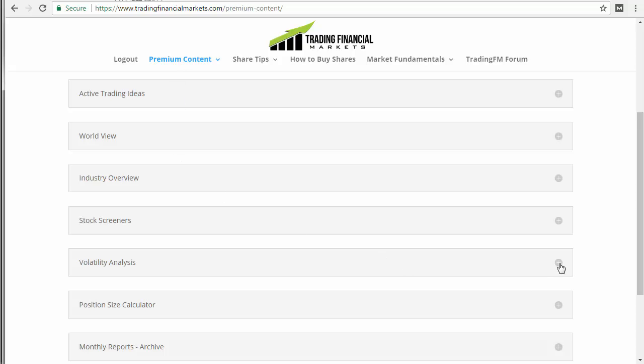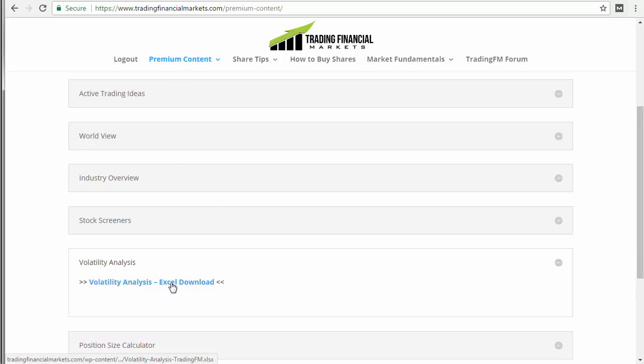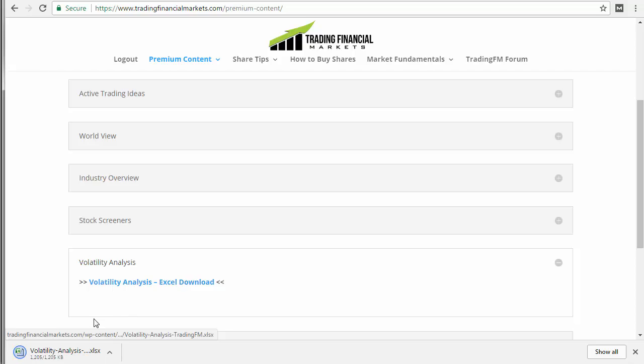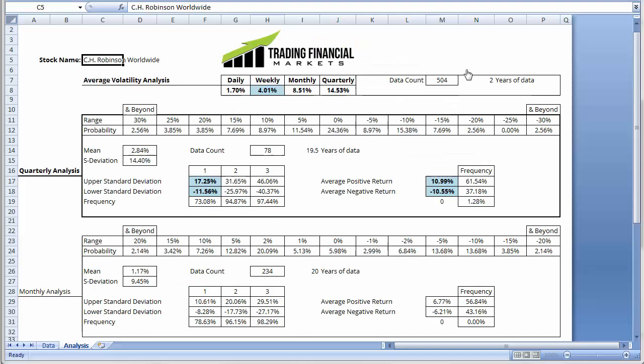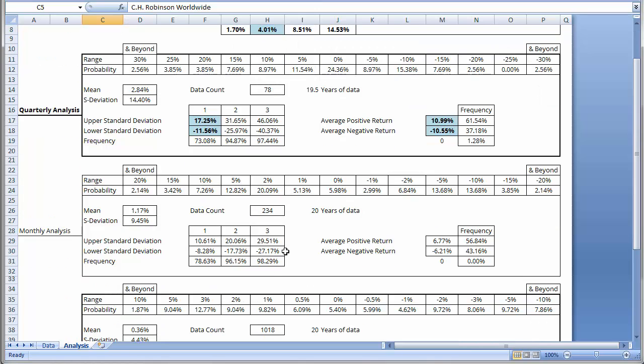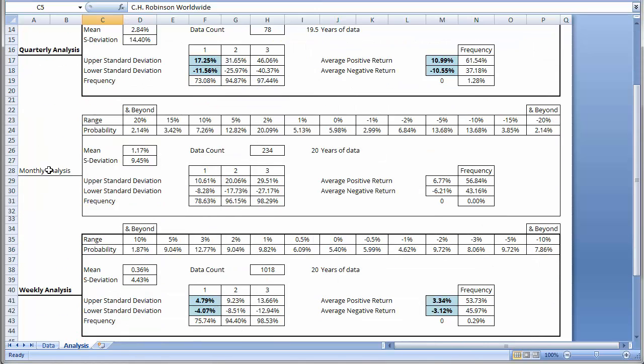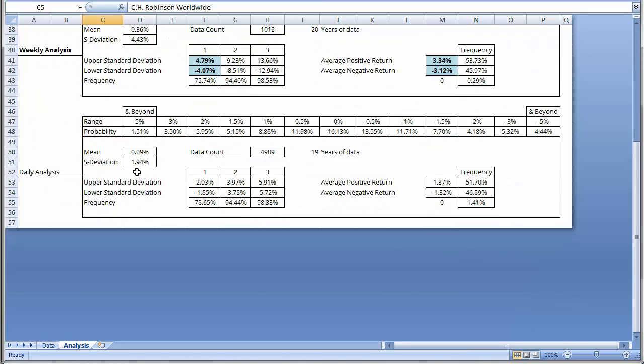So just under the Volatility Analysis tab you can go ahead and download this into Excel. We'll go ahead and open that up. Now let's say that we're considering buying shares in C.H. Robinson, which is a Fortune 500 logistics company. The information displayed here is going to tell us how this stock's historically performed over the last 20 years. So this tool breaks down analysis into quarterly, monthly, weekly and daily analysis.